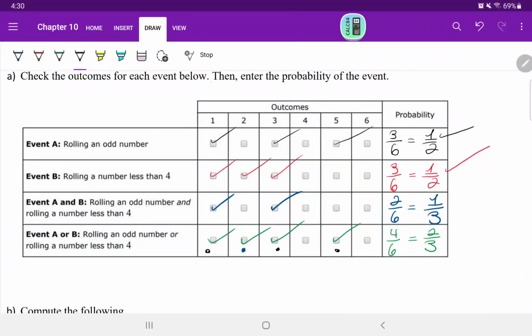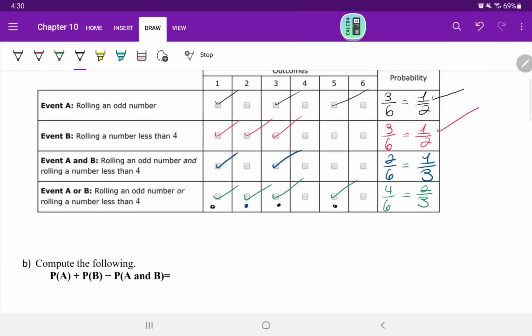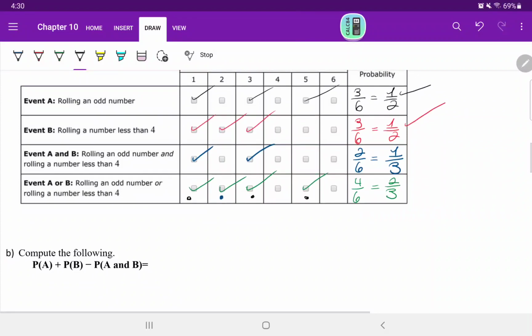Now, we fill out the table. We want to complete the following. Compute the following, rather. The probability of A plus the probability of B minus the probability of A and B. Let's compute that using the information that is given up here. The probability of A, for event A, when we did it, that was 1/2. But use its non-reduced form. Use the non-reduced fraction. So that's 3/6.